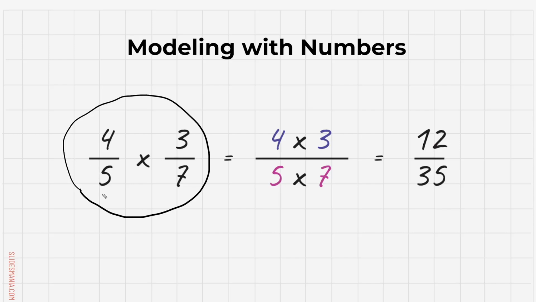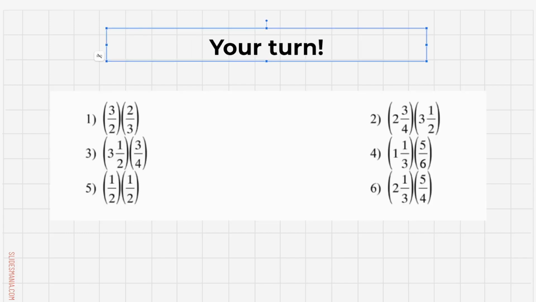So for example, if this is 4/5 of a cookie and I have 3/7 of that cookie, then this number sentence right here, this expression, would represent that situation. And to do multiplication with fractions, you just multiply straight across. 4 times 3, 5 times 7 is 12/35. All right, your turn. Do these problems and fill them out in the Edpuzzle.